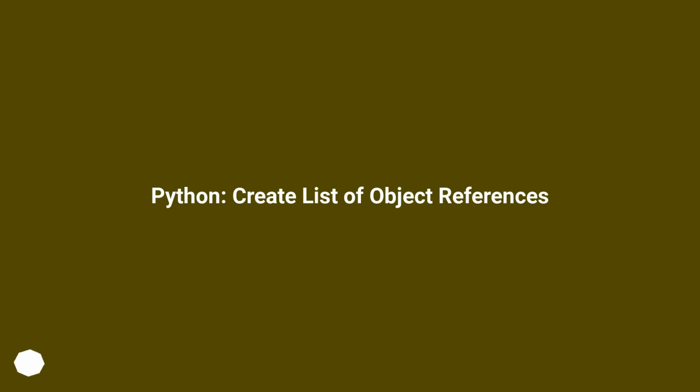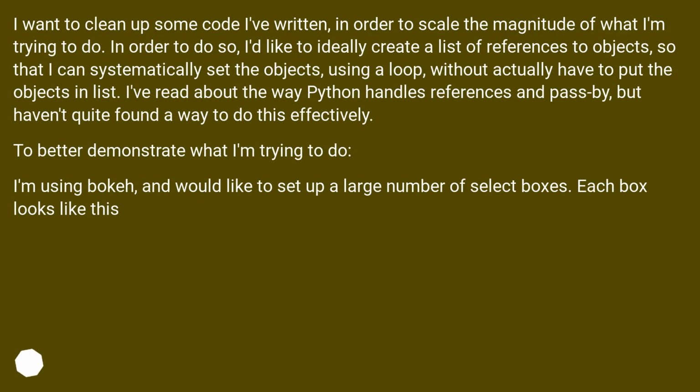Python, create list of object references. I want to clean up some code I've written in order to scale the magnitude of what I'm trying to do. In order to do so, I'd like to ideally create a list of references to objects so that I can systematically set the objects using a loop without actually having to put the objects in a list.